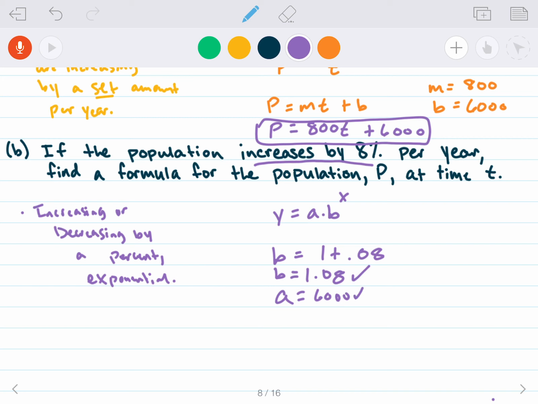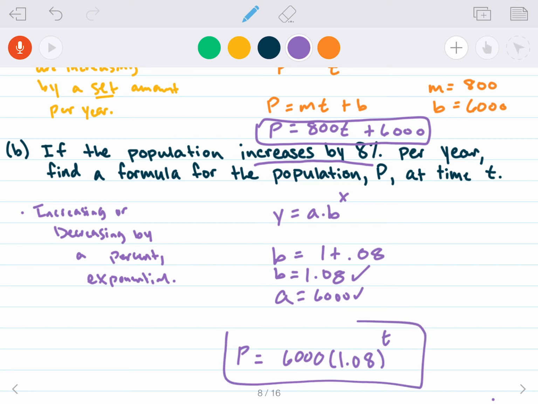Okay, so we have everything we need. So now instead of y, again, I'm going to put p equals a, which is 6,000, times b, which is 1.08, to the t. So that is our model. This is our exponential model. And up here, we have our linear model.